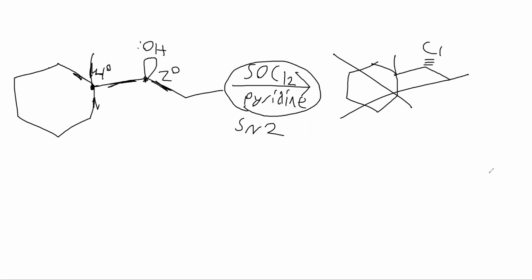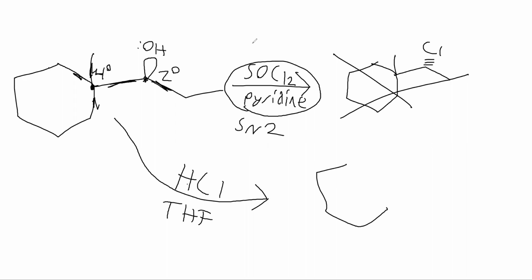But what can we do to put a chlorine in the place of the hydroxyl group? There are some other conditions we can use to do the same substitution, but through an SN1 mechanism. Hydrochloric acid and some ether solvent, or you could probably just use hydrochloric acid.